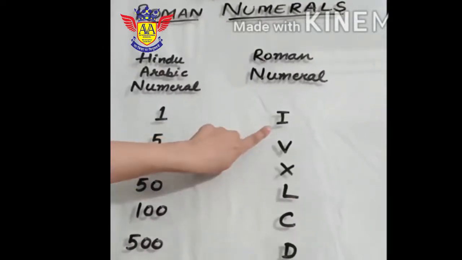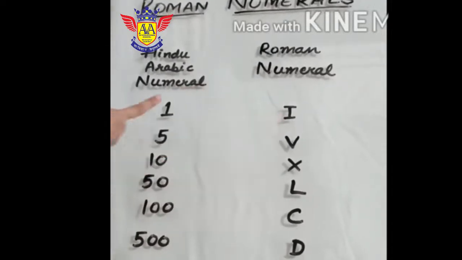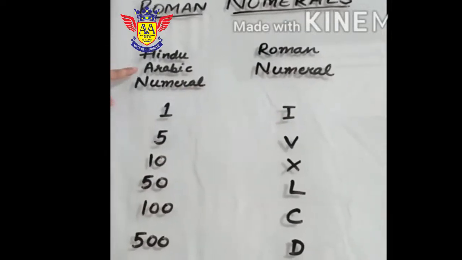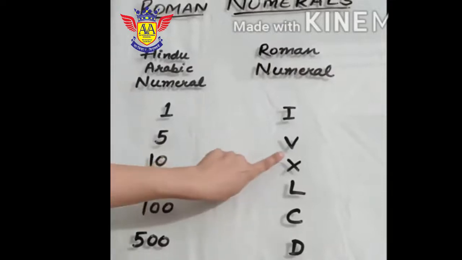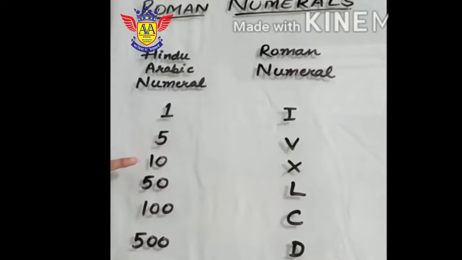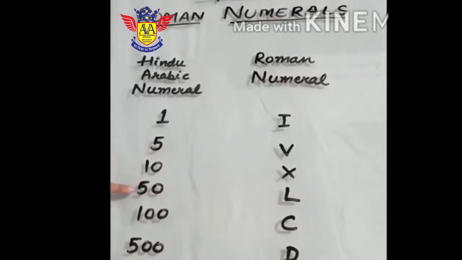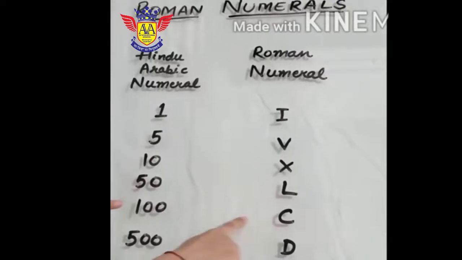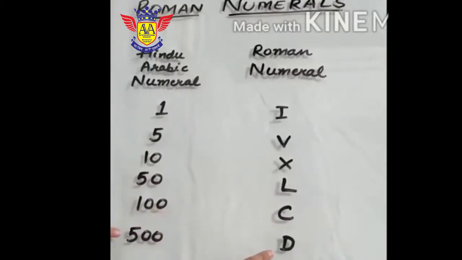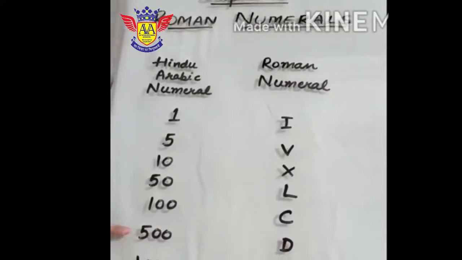Like the symbol I. I is a symbol in Roman numerals and it stands for 1 according to the Hindu Arabic numeral. V stands for 5. Similarly, X stands for 10. L stands for 50. C stands for 100. D stands for 500 and M stands for 1000.